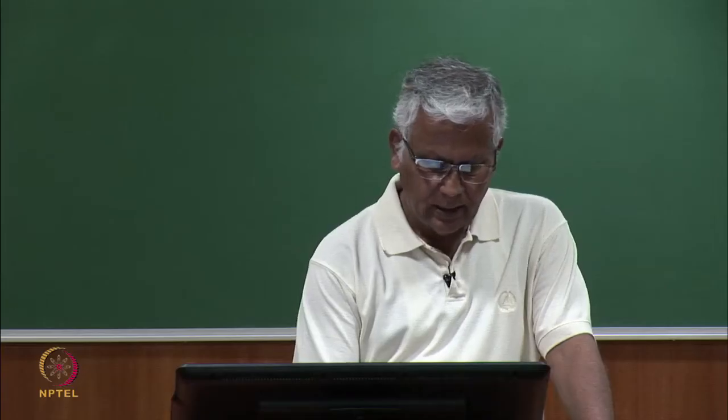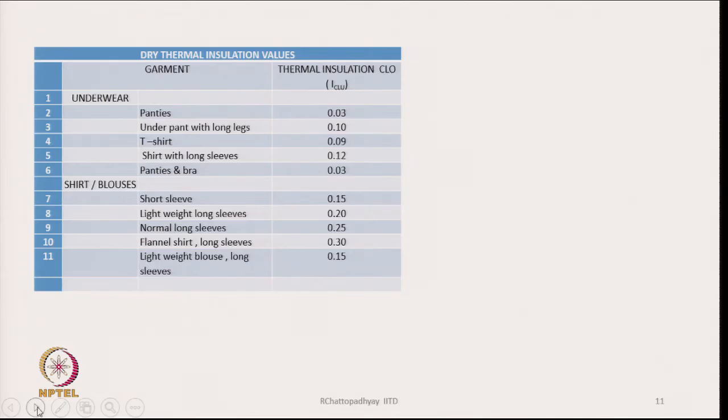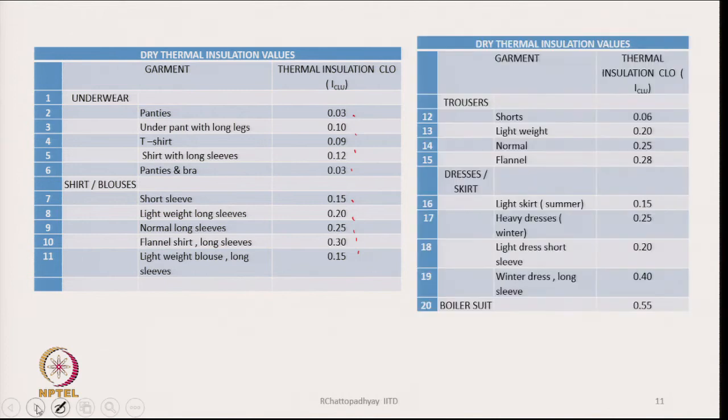Similarly, in the other table, individual garments' CLO values are stated. Underwear, different underwear, the corresponding CLO values are given. Shorts or blouses, different types of shorts and blouses, their CLO values have been given. Here, trousers, dress. See, CLO values, just to get an idea, these are the standards which have been given by the ISO, and we can get some idea about the CLO values of individual garments.